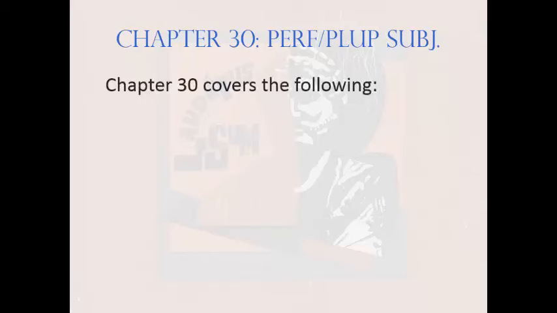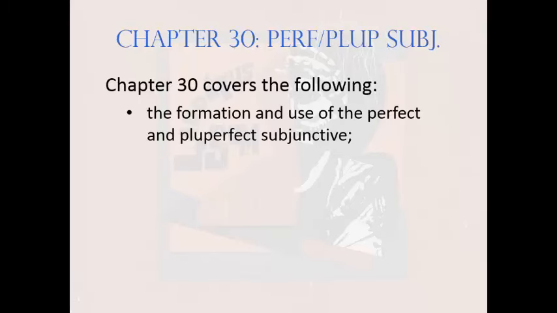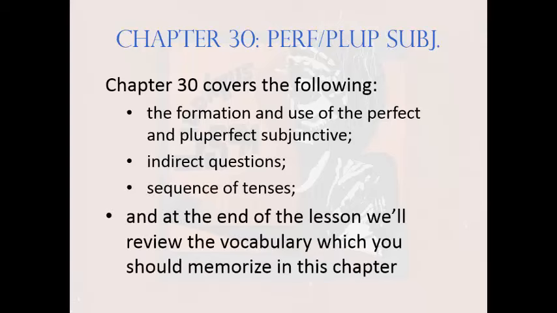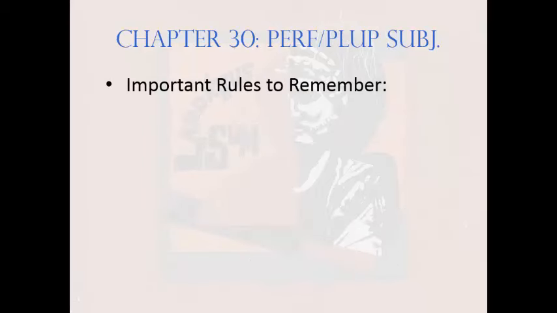Chapter 30. The Perfect and Pluperfect Subjunctive. Chapter 30 covers the following: the formation of the perfect and pluperfect subjunctive, active and passive, the formation and use of indirect questions, sequence of tenses, and at the end of the lesson, we'll review the vocabulary, which you should memorize in this chapter. There are 5 important rules to remember in this chapter.